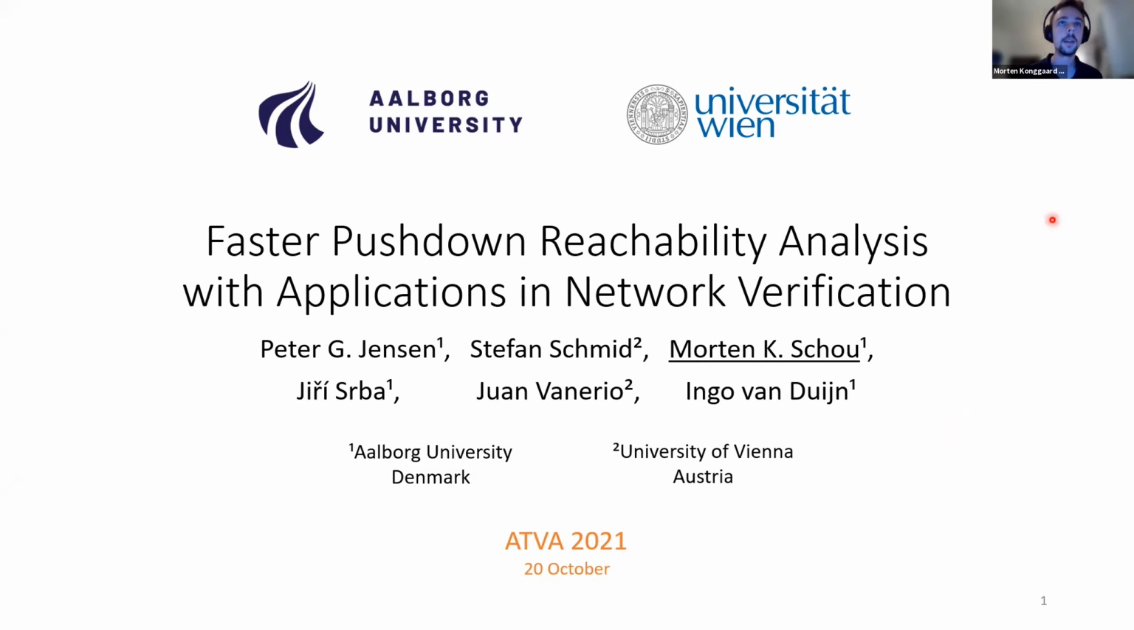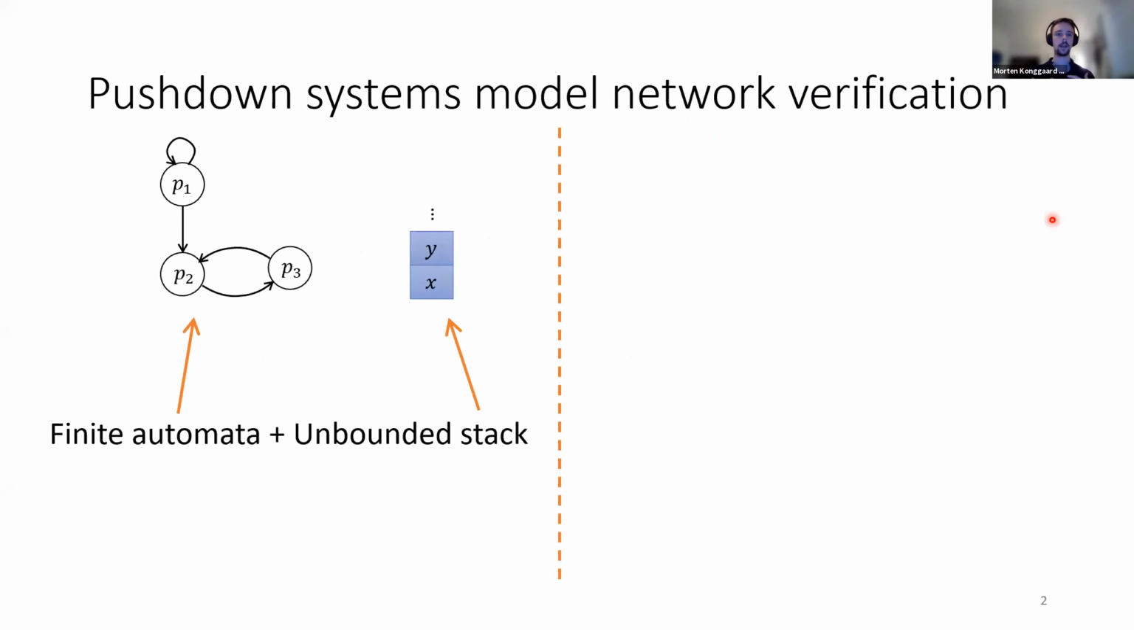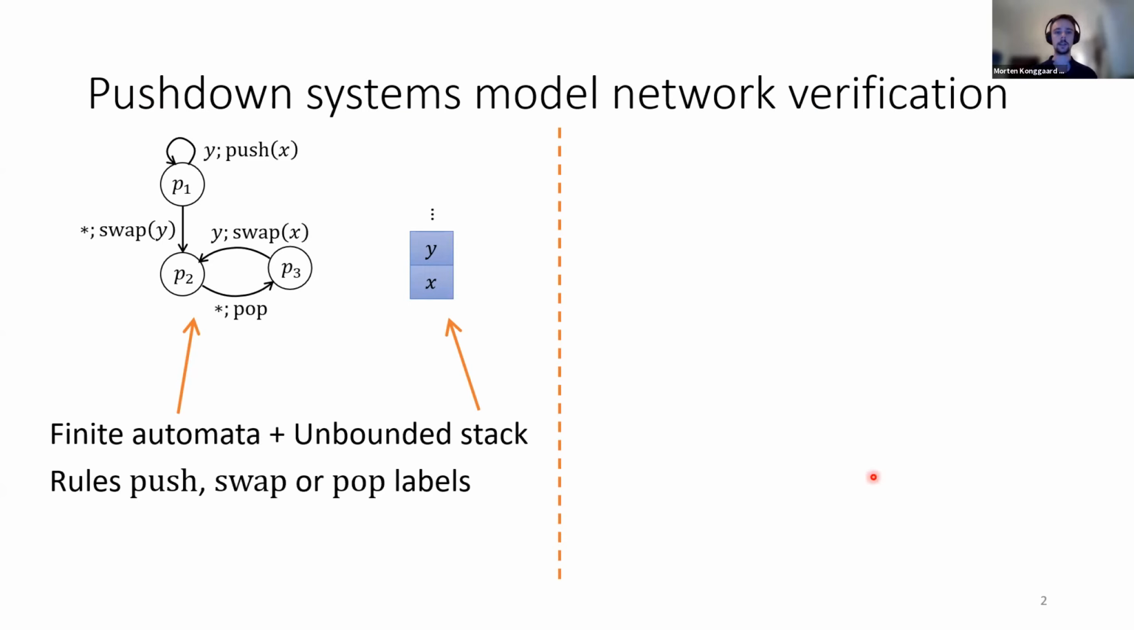Yeah, okay. So my name is Morten Skov. I'm a PhD student at Aalborg University in Denmark. And our paper is called Faster Pushdown Reachability Analysis with Applications in Network Verification. So let's try to break down this title a little bit. A pushdown system is a well-studied formal model. It consists of a finite automaton and an unbounded stack. The transitions in the automaton have rules, and the top label on the stack determines which rules are enabled. Each of these rules can either push, swap, or pop labels in the stack.